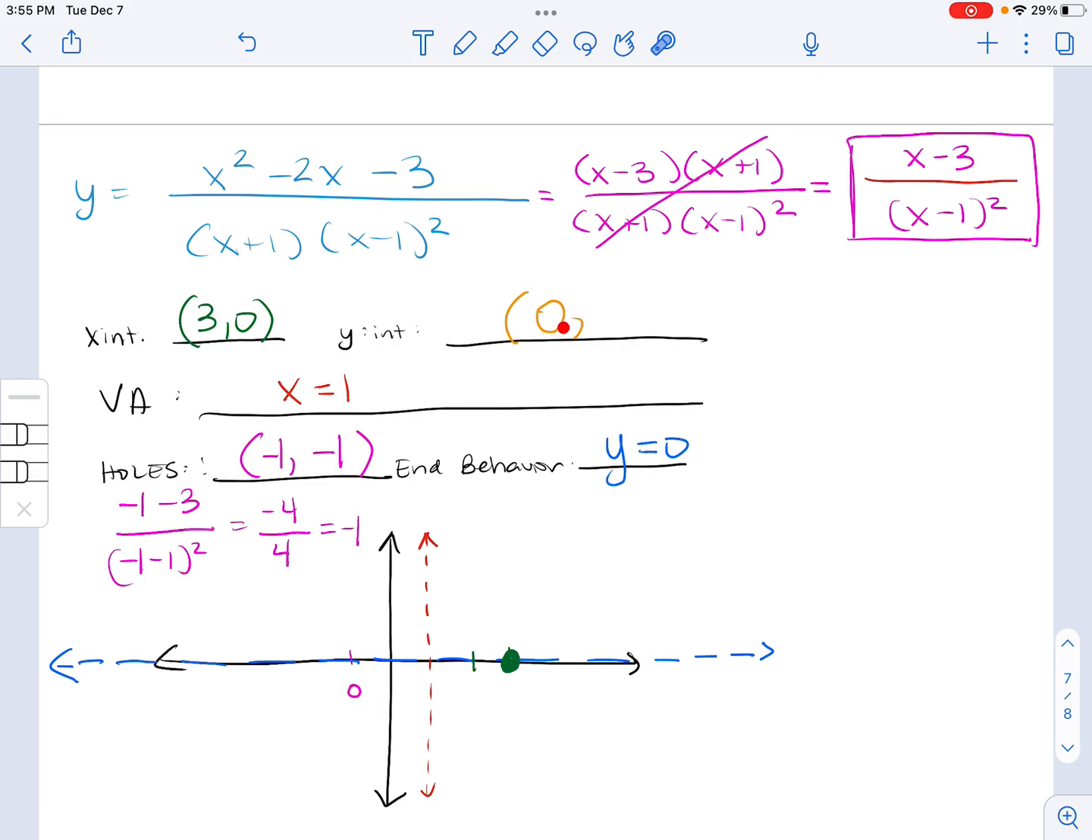Okay, so I'm going to now replace y with 0. That's not right. In order to get the y-intercept, I'm going to replace x with 0. So if I do that, I get 0 minus 3, over 0 minus 1 squared. So I get -3 over 1, which is -3. So 0, -3 is somewhere down here.